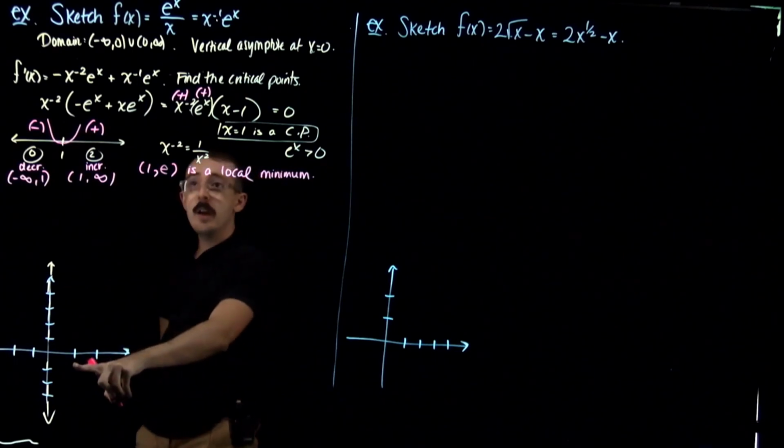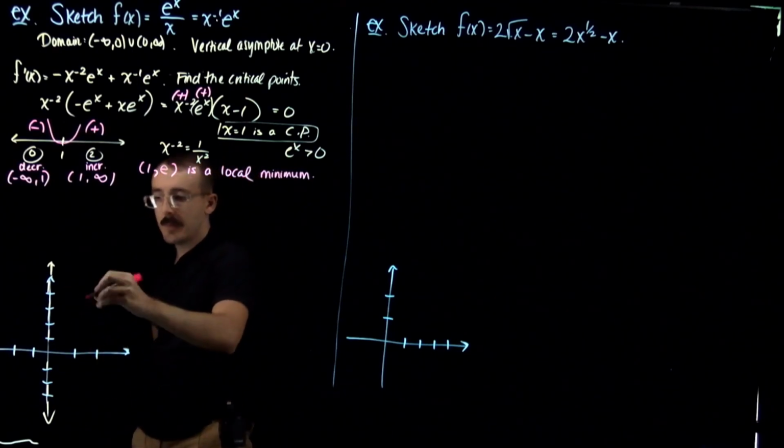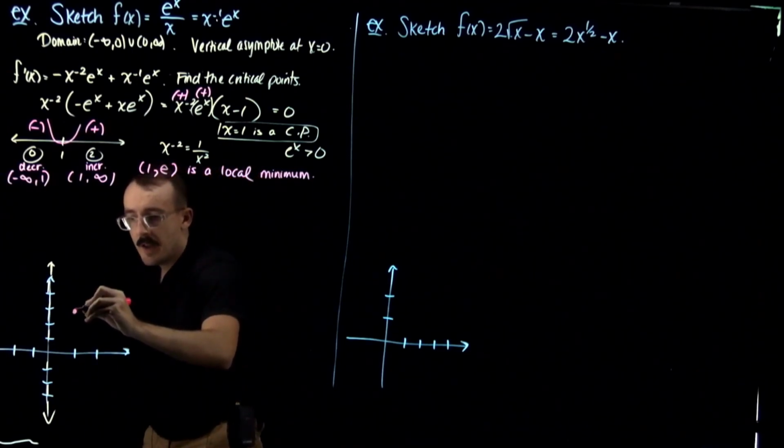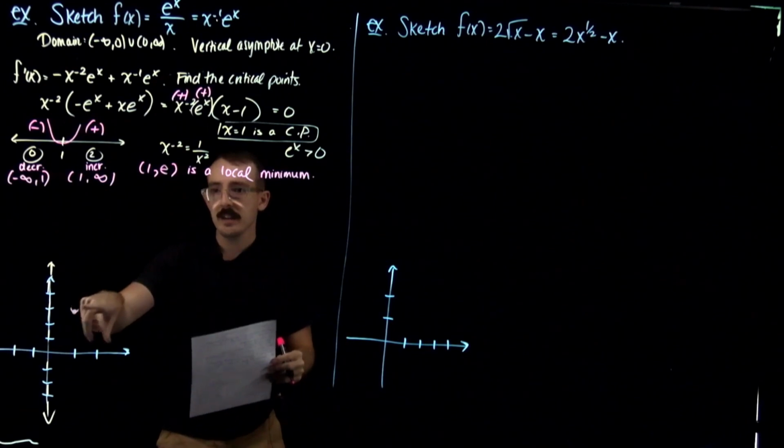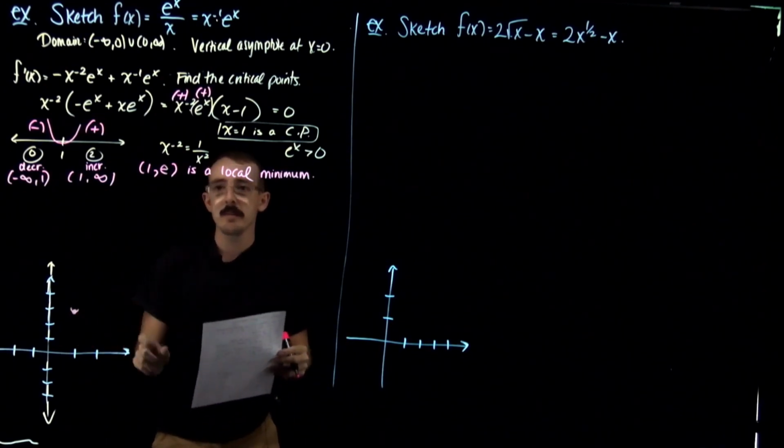So if I'm going to go to 1, e is about 2.7, so I'm going to go like about here. And I know I have a local min, so I'm going to give it kind of like a rounded shape, just to show that this is going to be a minimum, just to remind myself.